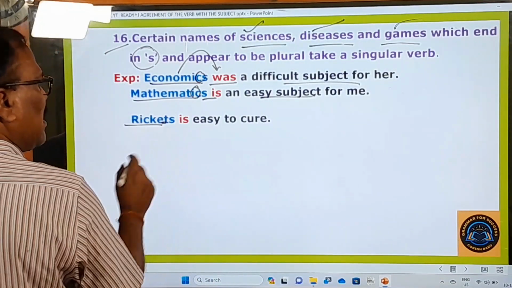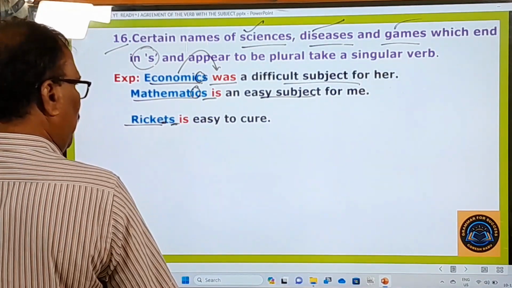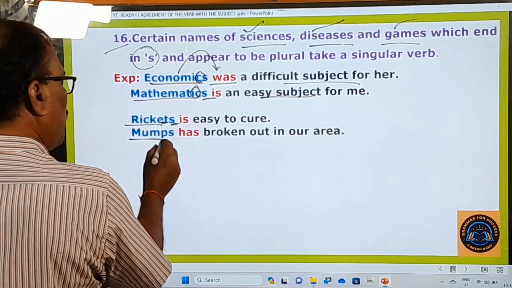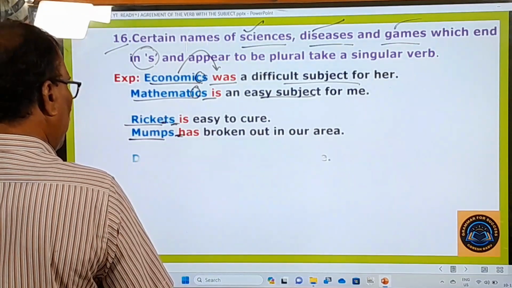And rickets, it's the name of a disease. Yes, it is ending in "s", and here you are using "is" after that. Singular verb. Rickets is easy to cure. Mumps has broken out in our area. Mumps. Then comes darts.